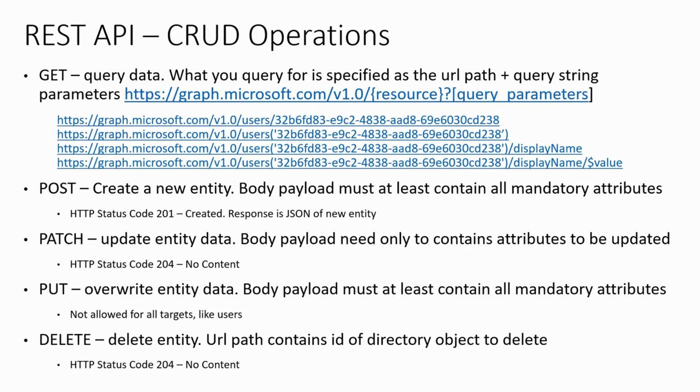Delete is pretty simple. If you have the path to the object and you fire it away with delete, it is going to delete it, and you get a 204 back, no content.